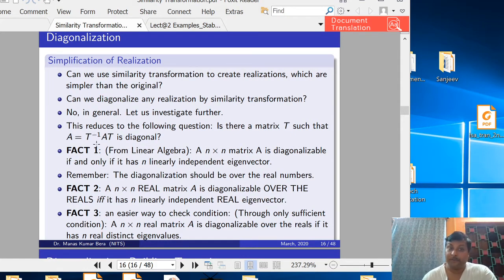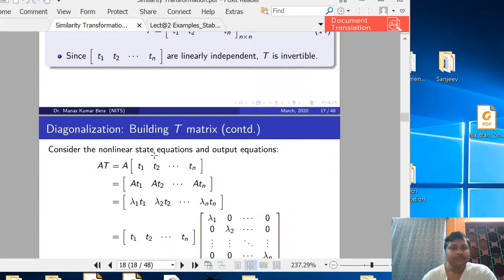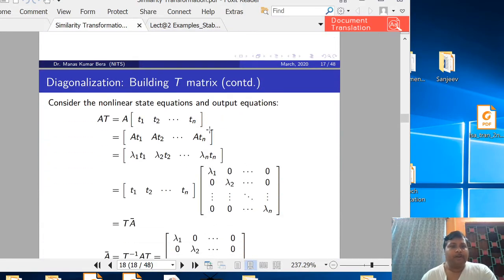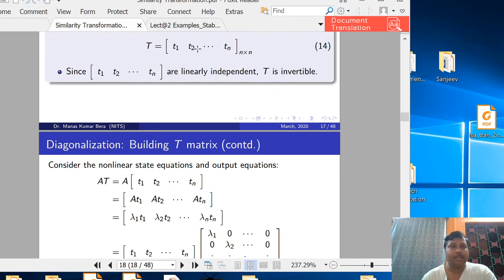Okay, because T inverse you have to take. Fine. Now what we will do, we can write AT, that is A into capital T. Already T we have defined, these are the column vectors t1, t2, tn. So AT will be A into t1, t2, tn, and this multiplication is also possible because A is an n by n matrix and t1 is n cross 1.